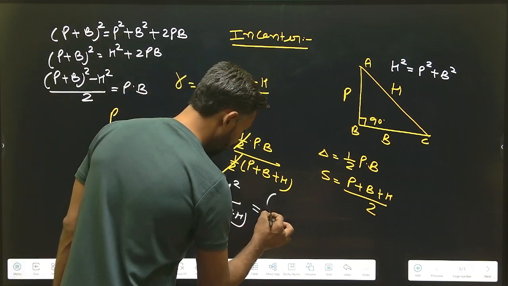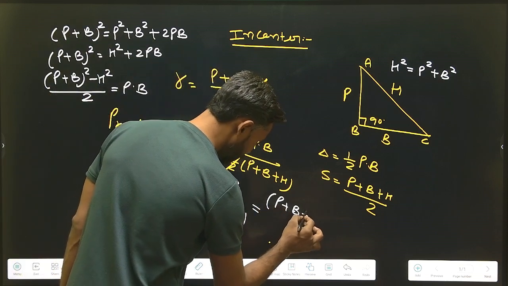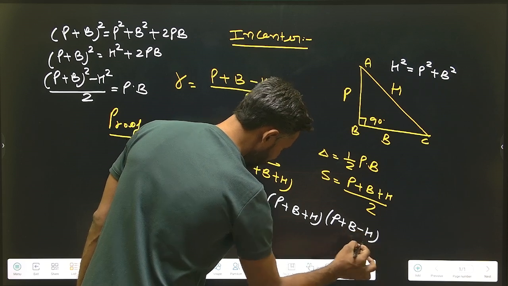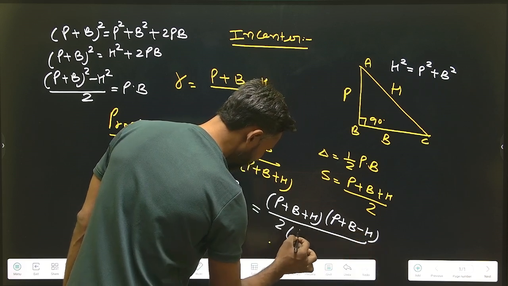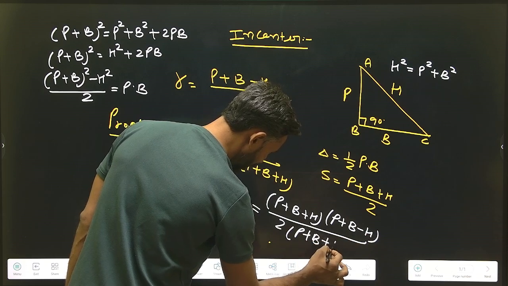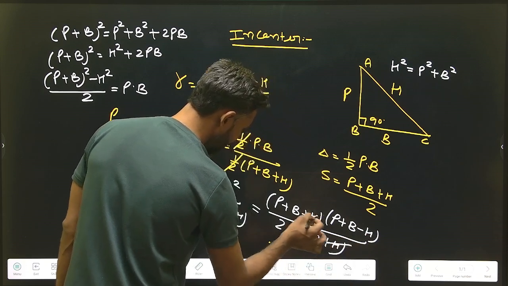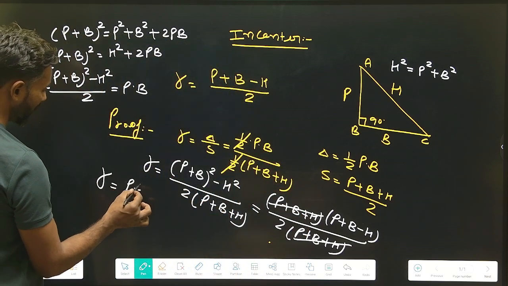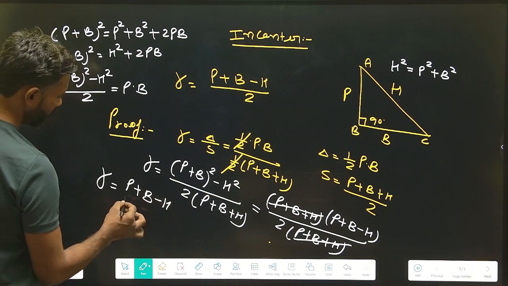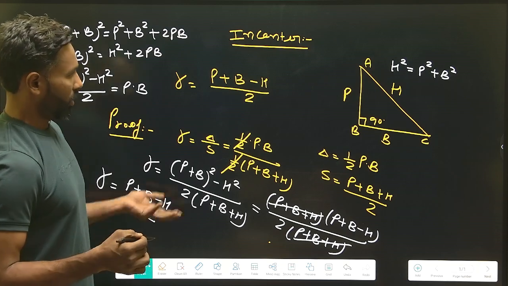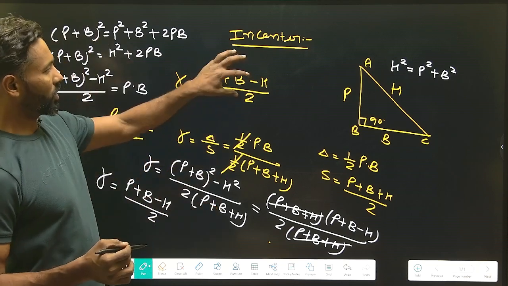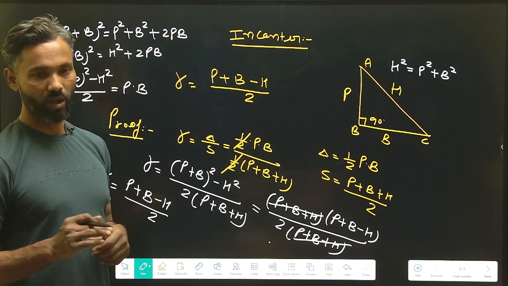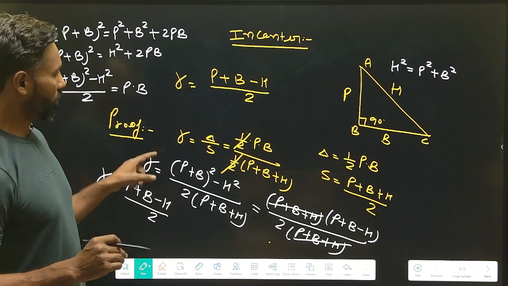So I can say that it would be equal to (p plus b plus h) and within bracket (p plus b minus h), upon 2 (p plus b plus h). Getting me? Now p plus b plus h cancelled. Now what you get? It is (p plus b minus h) upon 2. So this is the derivation of the formula for calculating the length of the Inradius in a right angle triangle. So you can apply this formula directly.